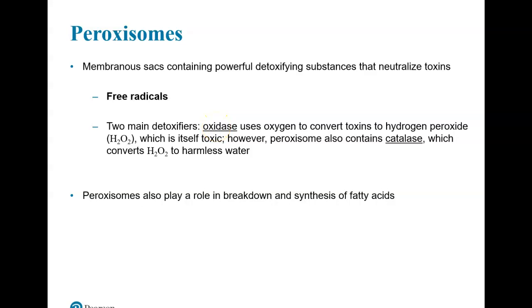Oxidase uses oxygen to convert those toxins into hydrogen peroxide. Okay, so you're probably familiar with hydrogen peroxide. So this is naturally produced in your body, but hydrogen peroxide is also a toxic substance in itself. But the peroxisomes also contain another enzyme that's called catalase, and that turns the hydrogen peroxide into water. Peroxisomes also play a role in the breakdown and the synthesis of fatty acids, so they're also involved in lipid metabolism.